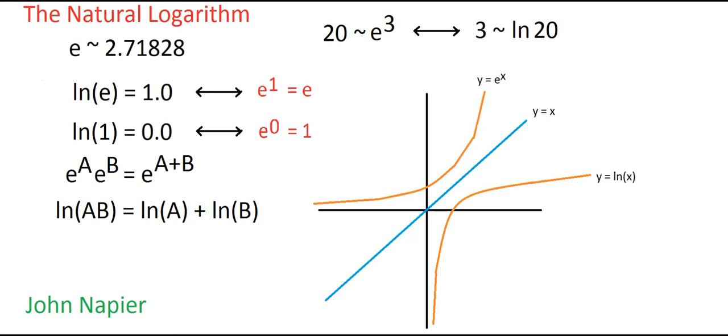Today's topic is the natural logarithm. Now, John Napier, a Scotsman, about 400 years ago, invented the idea of a logarithm. And a little later, with some help, he came up with the natural logarithm.